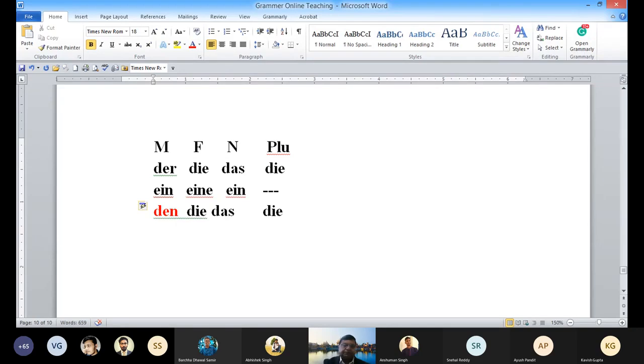And if you go further, einen, eine, ein. And there is no plural with the indefinite article. So the change you have to keep in mind is only for the masculine singular. If the ein article is there, that is, the indefinite article, it becomes einen. If the definite article is there, then it becomes den. This is the only change. Otherwise, subject noun and object noun articles remain the same.